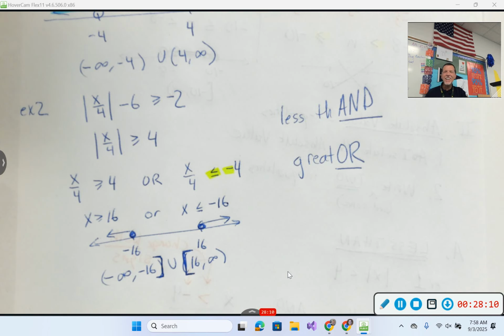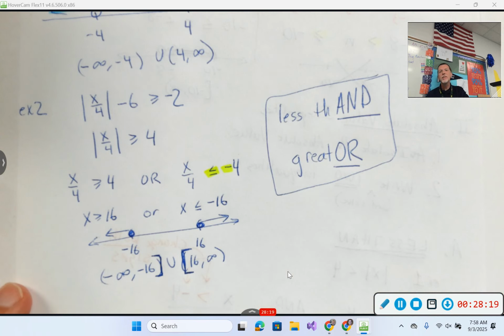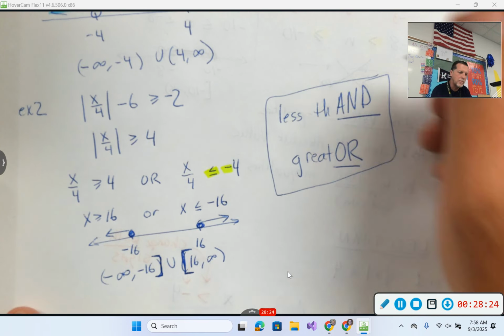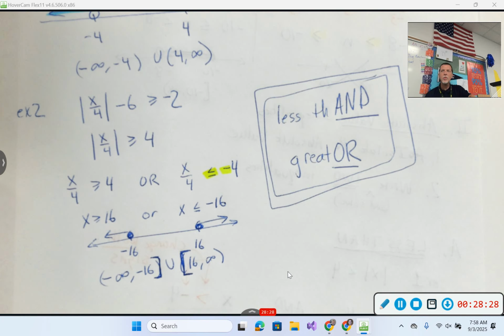Everything else you kind of already know. You know about splitting them up. You know about changing signs. So the new thing is what word goes in between your two statements. Less than, greater. Got to get that right. Less than, greater.